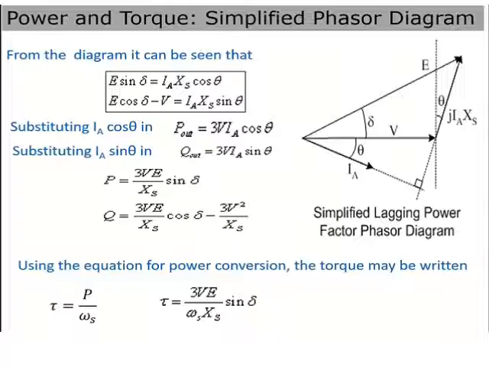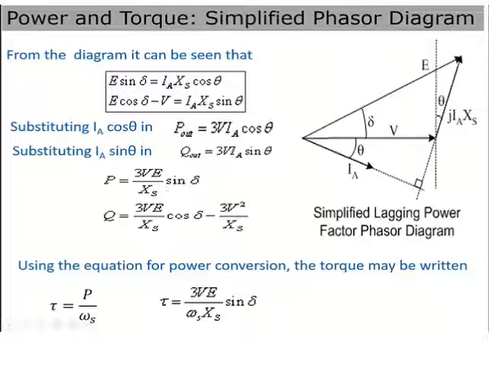Now substituting Ia cos theta, which is equal to E sin delta by Xs, in our power output equation of phase quantity, that is 3 V Ia cos theta, we can write the power equation as 3VE upon Xs sin delta. So in this equation, Ia cos theta is substituted as E sin delta by Xs.